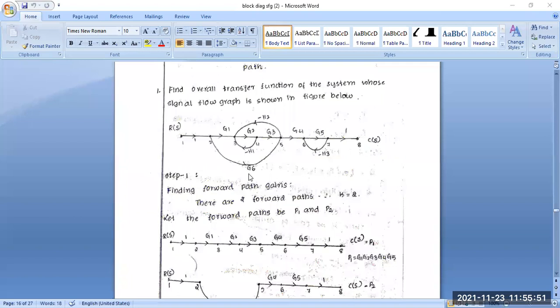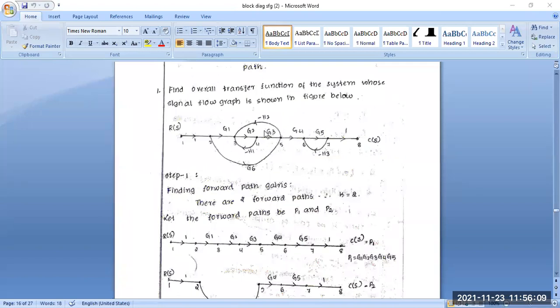In the last classes we discussed the signal flow graph method and the Mason gain formula. Using this signal flow graph algebra and the Mason gain formula, we can easily solve these different types of problems.